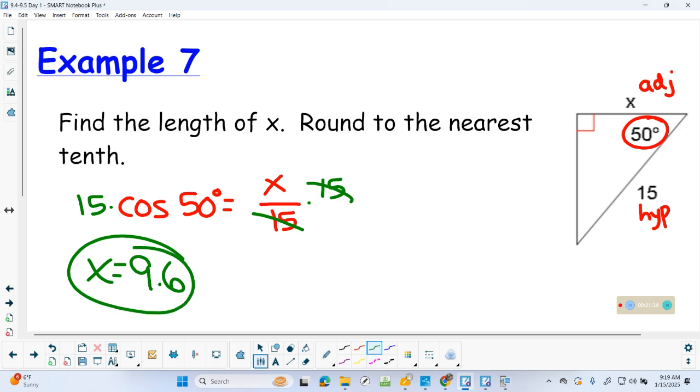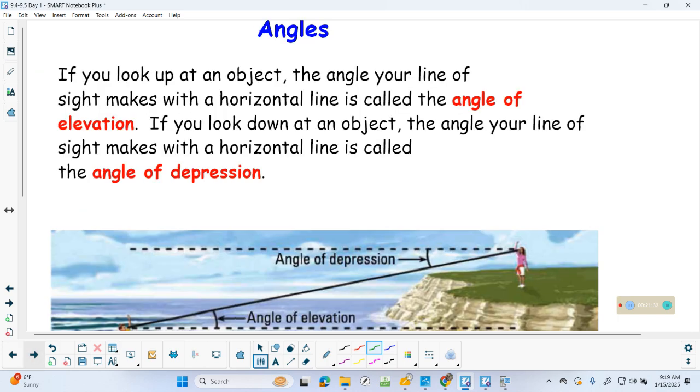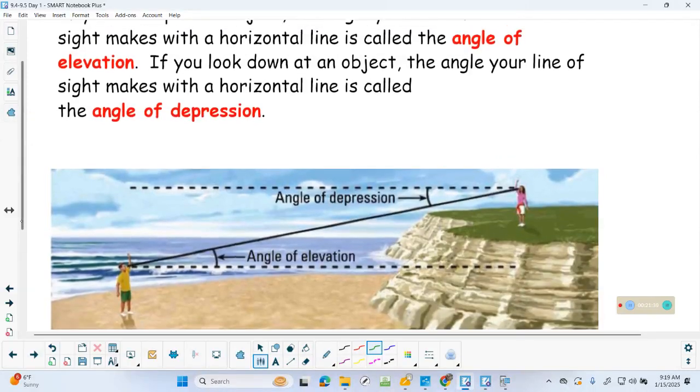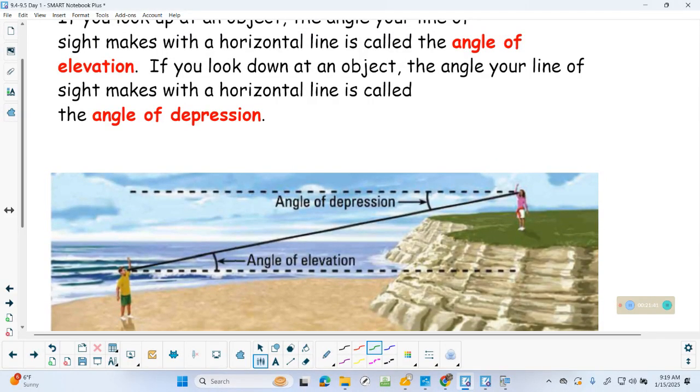Any questions in that? Okay, we're going to start, I should say, talking about in some of these word problems. It's not too spicy today, I promise, about angle of elevation, angle of depression. So there's nothing for you to write in your notes here. We just have to look at these pictures for a minute. So if you look up at an object, the angle your line of sight makes with the horizontal is called the angle of elevation as you look up. If you are looking down, they call it the angle of depression.